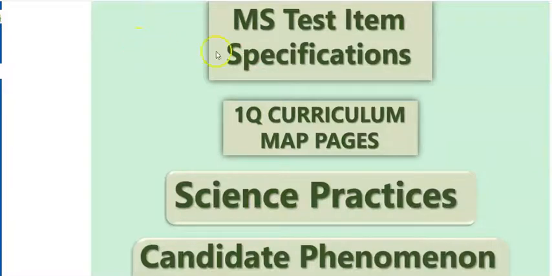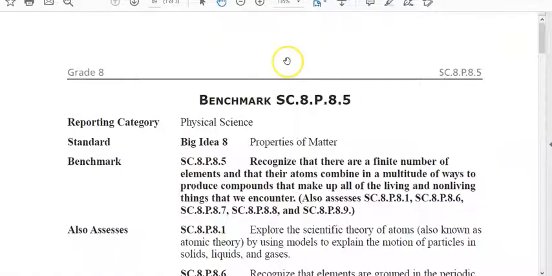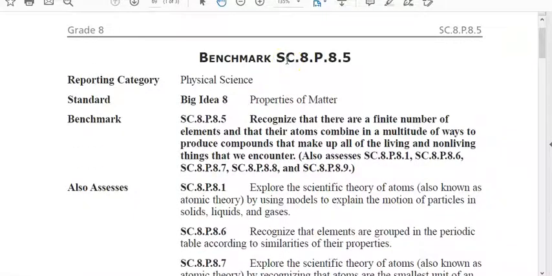All right, what we're going to do is go ahead and click in and go into the test item specifications of the content standards for the first 9 weeks. You'll notice that I did not include the nature of science standards, and it isn't because they're not important. They're really important. But I believe that the content standards would be the ones that would influence us the most in figuring out a candidate phenomenon to present into our classrooms.